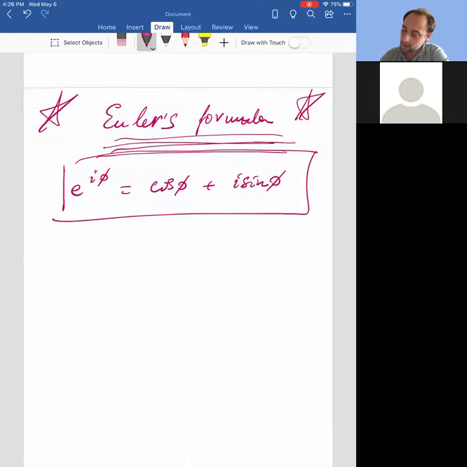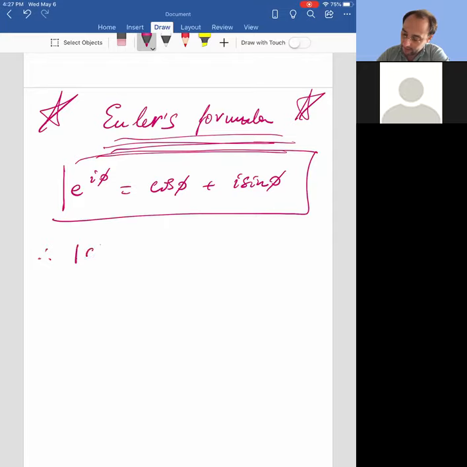Okay? So, if you have a complex number that has a magnitude 1, you can write it as e to the I times its angle, times its phase. And if you have a complex number that has a magnitude other than 1, well, you can also write it using this notation.